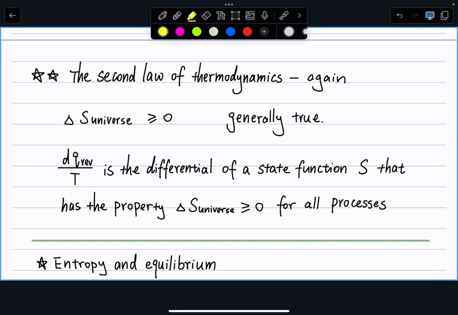So going back to our second law of thermodynamics again, what we're saying is that there exists this state function, entropy. Now, the total change of entropy of the entire universe is always greater than or equal to 0. It equals 0 for all reversible processes. It's greater than 0 for irreversible processes. And then we have the definition of the state function entropy: dS equals dq reversible over T.